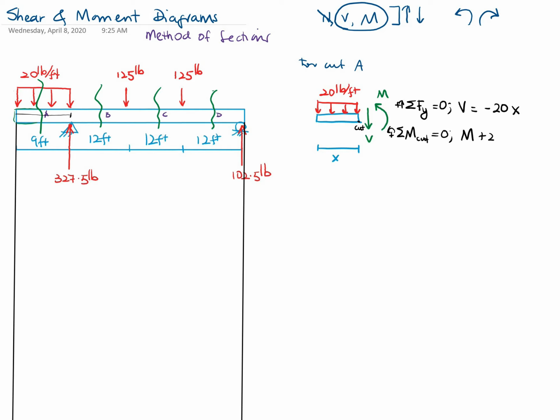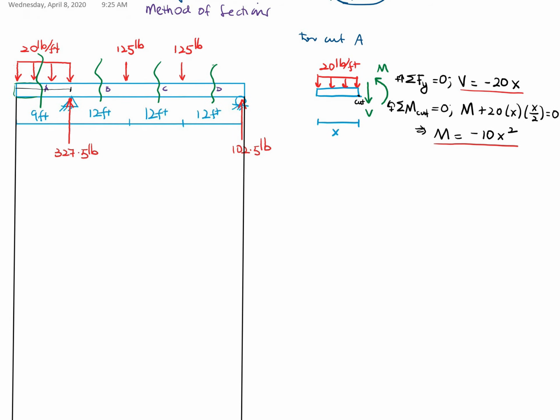Plus 20 pounds per foot times x, multiplied by the distance, which is x over 2. So this gives us my moment equal to -1... actually, it's going to be -10. I was going to say -1/2 times 20, or -10x squared. All right, perfect. So for the first cut, we have V equals -20x, and then we have M equals -10x squared. Now, I'm going to leave these hanging for a bit, and then we'll come back and deal with them.